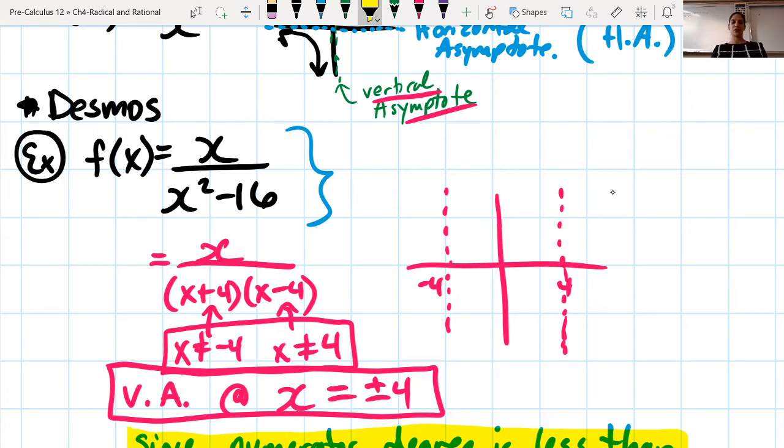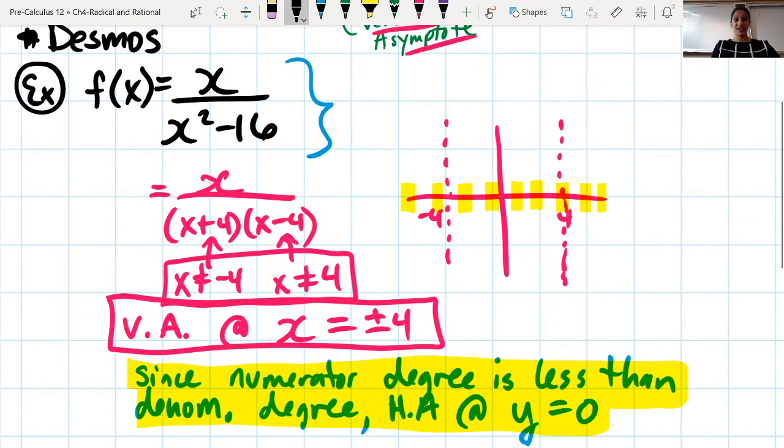We have a horizontal asymptote at y equals 0, which on the graph would mean we'd have, this is not turning out very pretty, but you get the idea, right on the x-axis, also known as y equals 0, that means that we would have a horizontal asymptote there. Okay, so that's basically a summary of this whole section.